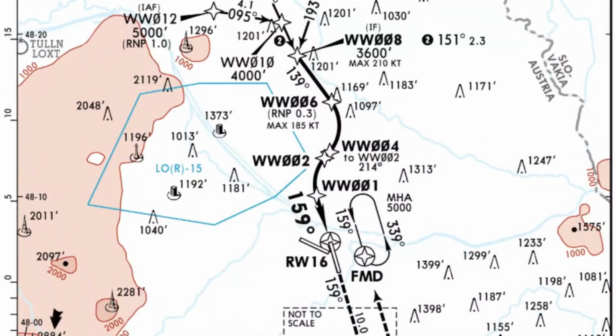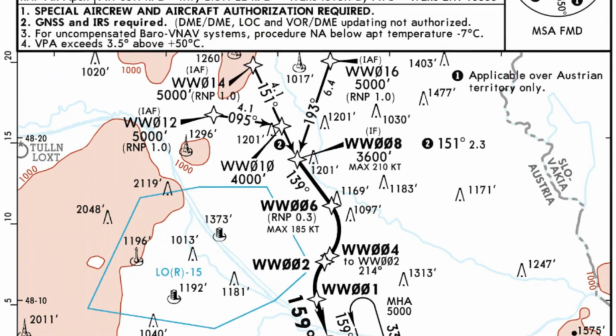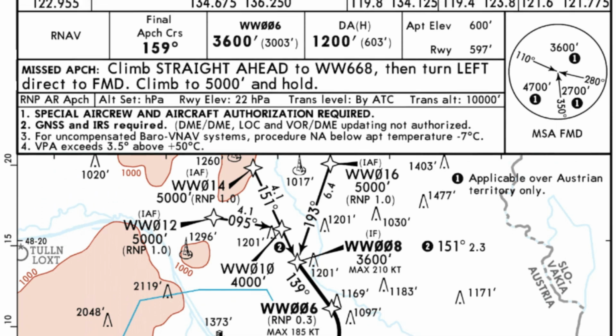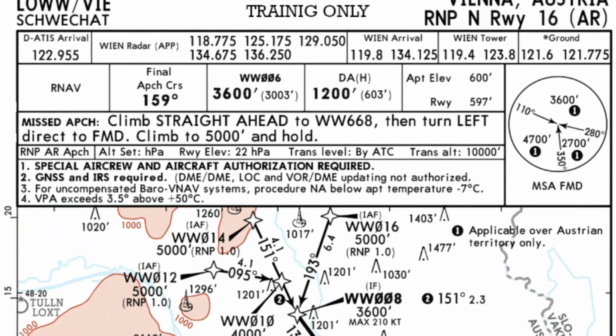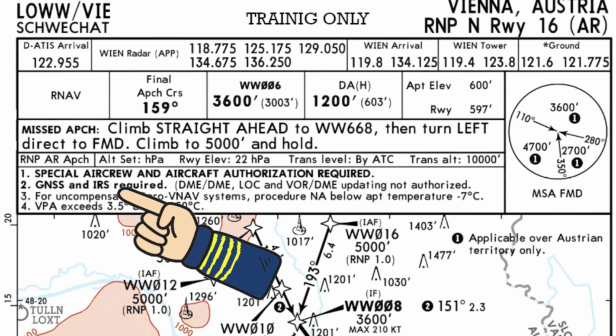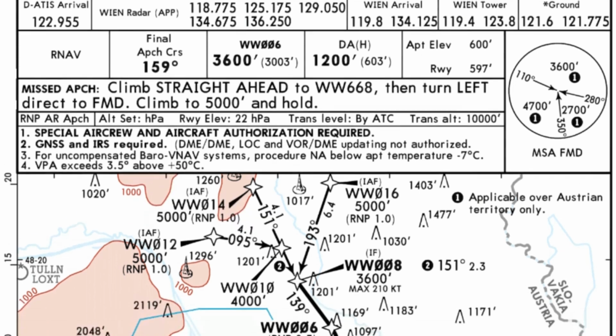Let's take another example of Wien in Austria. RNP runway 16, authorization required. With a curved final approach segment, this type of approach is typically used to reduce noise impact, especially in night operation over noise-sensitive airports. By looking in detail, once again we find that there is no ILS frequency because this approach will be flown in LNAV VNAV, and in the note it is clearly specified that the GNSS and the IRS are required, meaning that most likely we need an FMS.